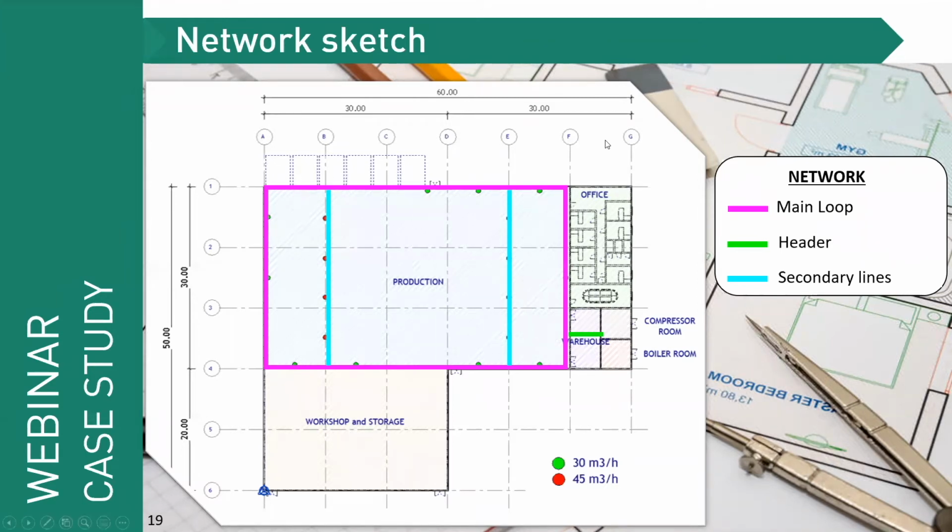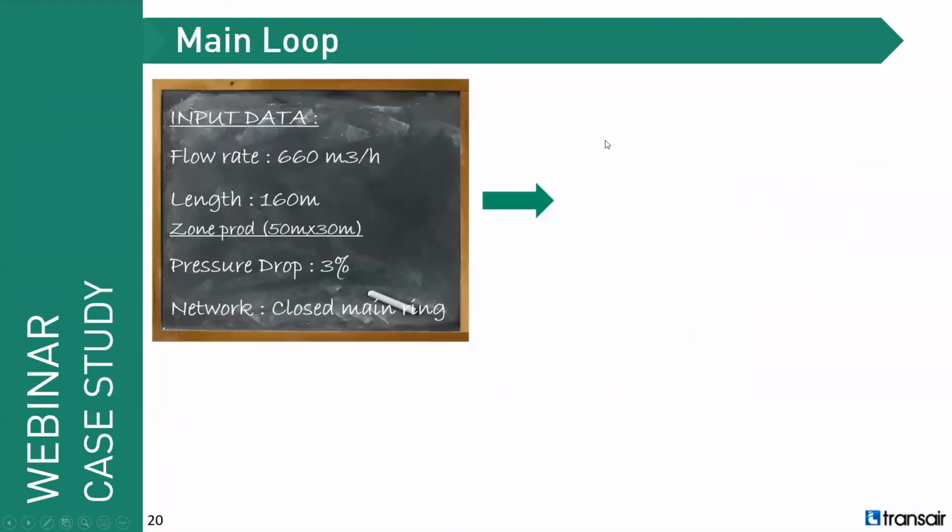Now I'm going to do the design. So now we're going to go inside Revit. The way we're going to proceed, we're going to work on each part I've just mentioned. So first the main loop, then the header, then the line, and finally the drop. We're going to do a quick sizing of the part in order to know which diameter we need to use, and then we're going to draw it inside Revit.